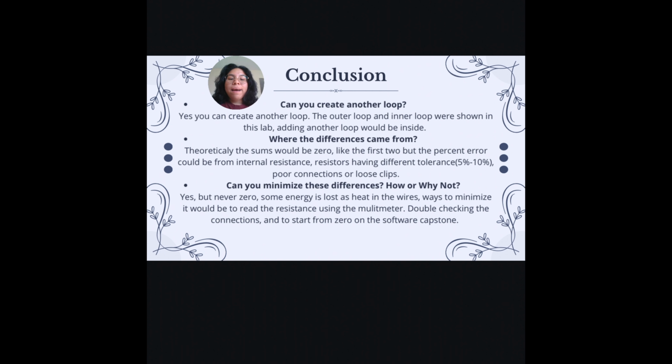Similar. And then double checking the connections. Again, if it seems to be working to the naked eye, but on the inside, we could always try to do the same experiment with new or different equipment, and see if there's a bigger percent error or a smaller percent error. Hopefully it would be smaller, but you never know, the new equipment you get could be broken. And then just always ensure that we start from 0 on our Capstone software. And that's the conclusion for our Lab 5.